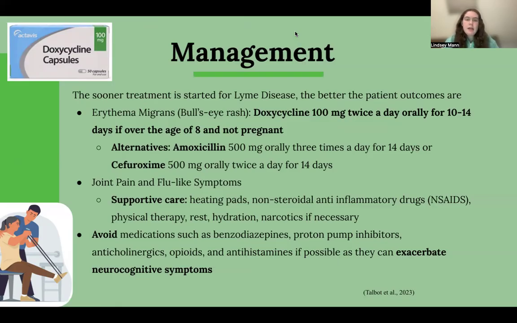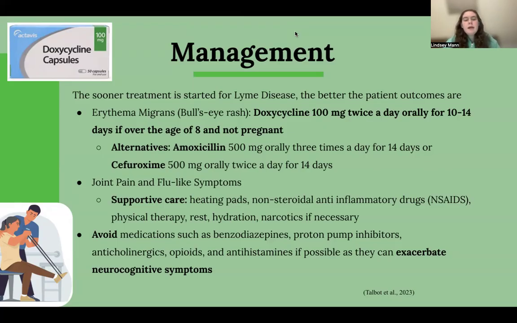But it is contraindicated in people under the age of 8 and people that are pregnant. So for those people, they recommend alternatives like amoxicillin, 500 milligrams orally, 3 times a day for 14 days, or cefuroxime, 500 milligrams orally, twice a day for 14 days.